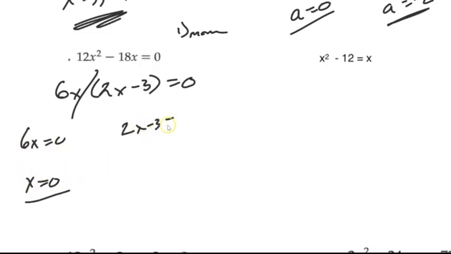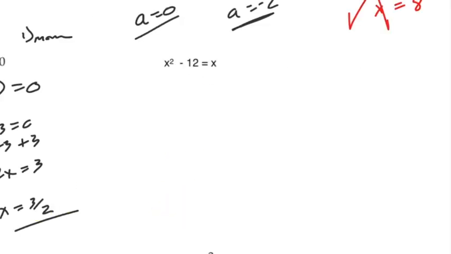2x - 3 = 0. Plus 3, plus 3. 2x = 3. x = 3/2. So that's 2 answers. Let's subtract x from both sides. I like to put it down in order. So x² - x - 12 = 0.